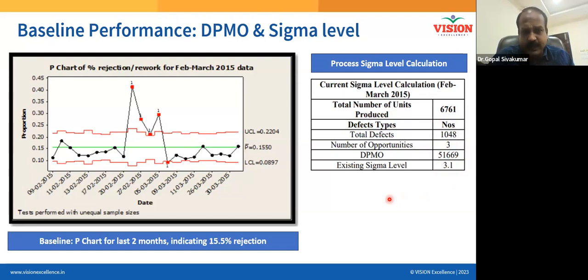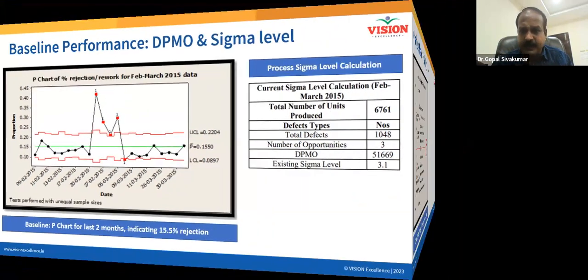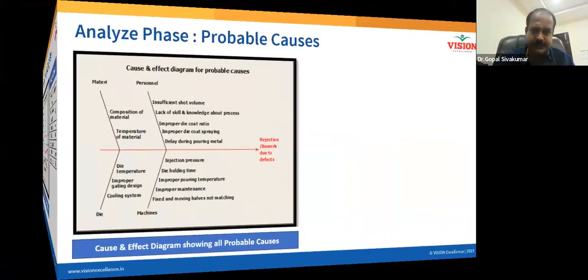Once you are ready with accurate measurement of the baseline, the measure phase is over. So the measure phase deliverable is 51,000 DPMO. Clear? Now we proceed to the analyze phase.